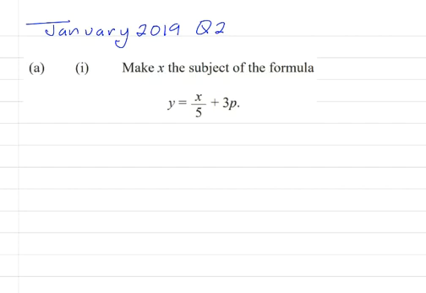When a letter or a variable is the subject, its coefficient must be positive 1 and its power must also be positive 1. So making x the subject means I must have x by itself on one side. Its coefficient must be positive 1 and its power must be positive 1.